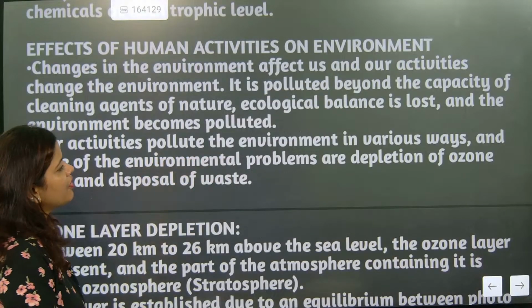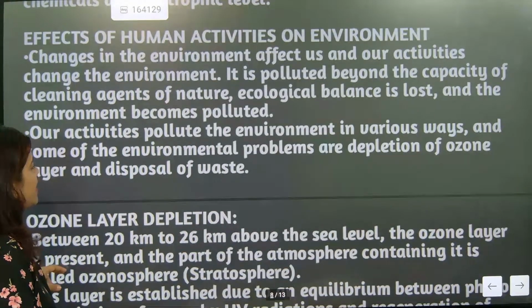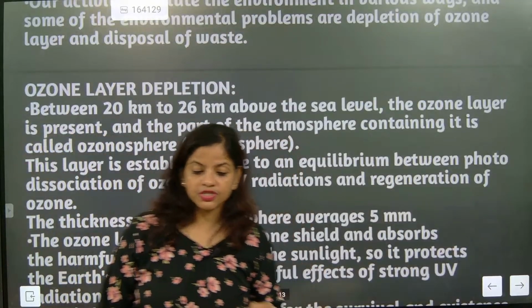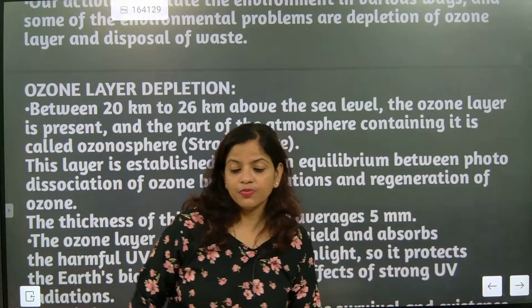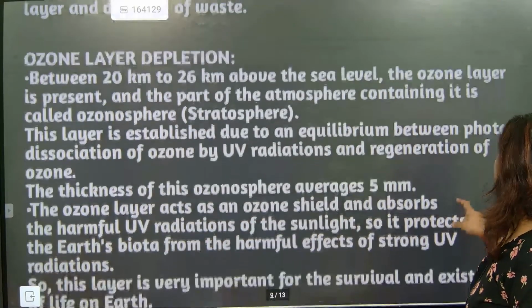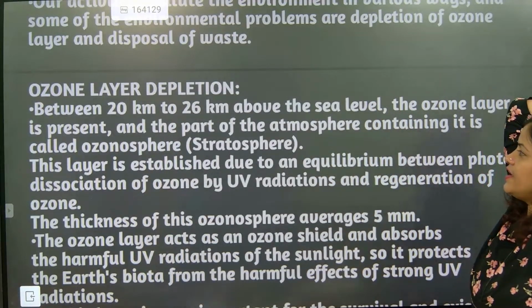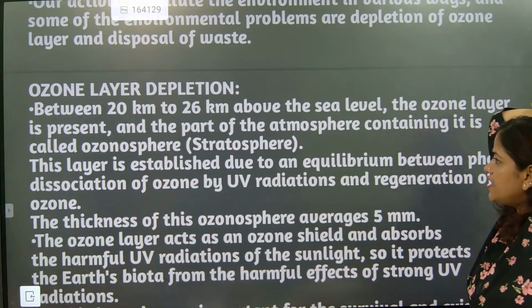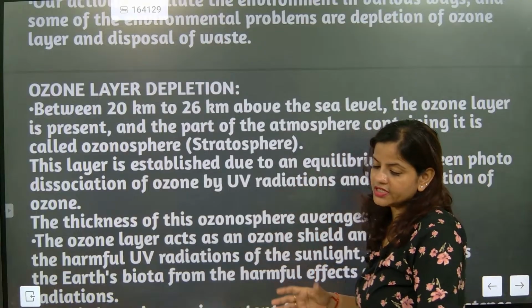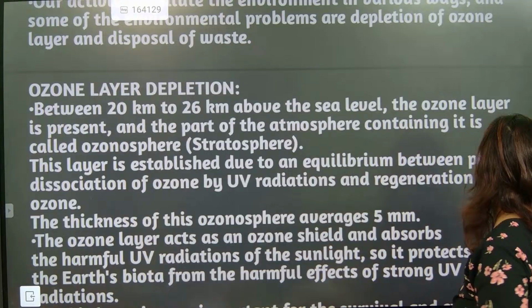Our activities pollute the environment in various ways, and some of the environmental problems are depletion of the ozone layer and disposal of waste. That's one of the most crucial factors. So, ozone layer depletion. If somebody asks till what kilometer the ozone layer is present, it is 20 to 26 kilometers above sea level. The part of the atmosphere containing it is called the ozonosphere, that is the stratosphere. There is the troposphere, then the stratosphere. So definitely 20 to 26 kilometers above.